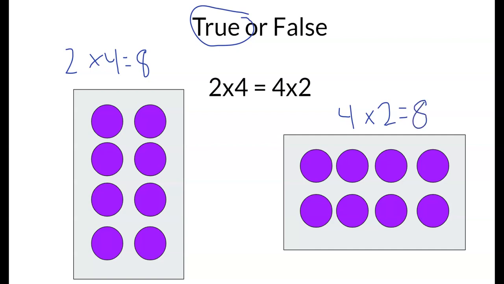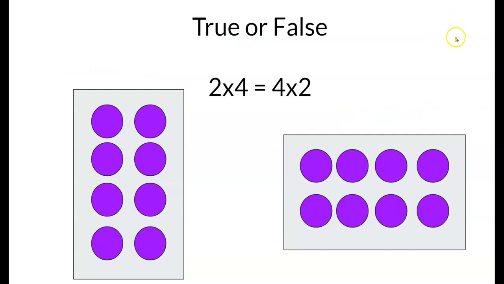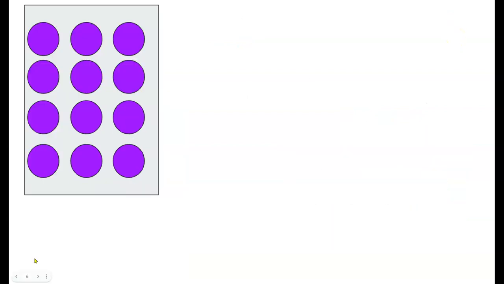But maybe we just got lucky. Let's go ahead and try one more example just to make sure. All right. Let's go ahead and look at another array diagram. Okay, so in this one, it looks like I have 4 groups of 3. So I have 3 objects in one row.